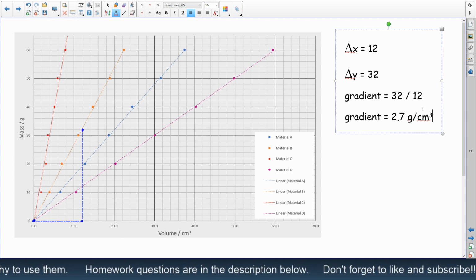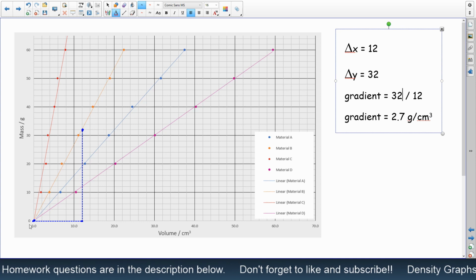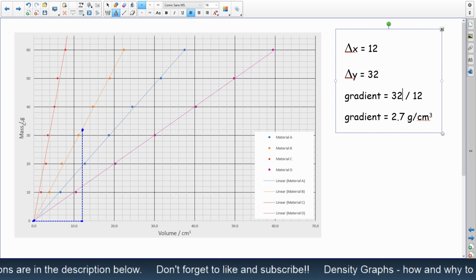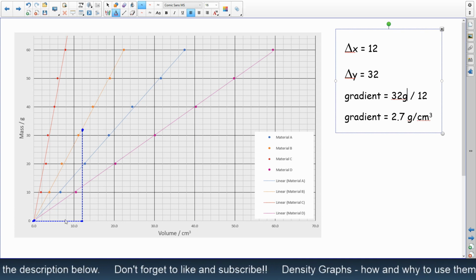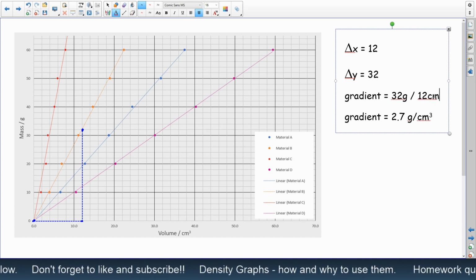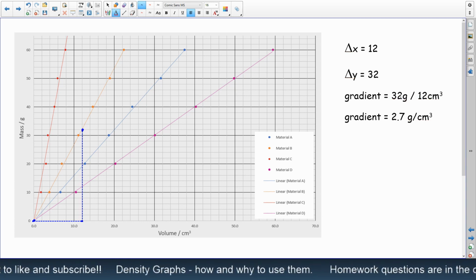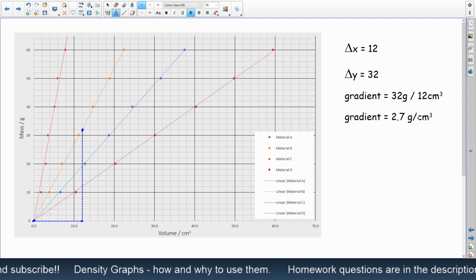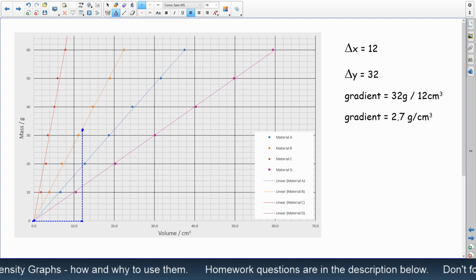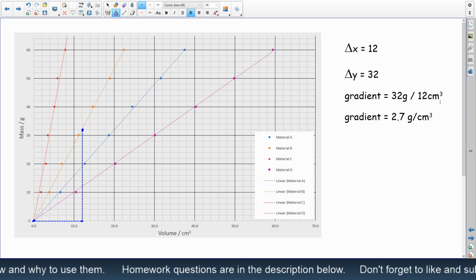Now, where did the grams per centimeter cubed come out of? Well, the change in y is not 32, it's 32 grams. And the change in x is not 12, it is 12 centimeters cubed. Though we leave that out of the maths bit, because otherwise this all just gets really complicated looking. But it's 32 grams divided by 12 centimeters cubed, so therefore that's 2.7 when we do the numbers, and it's grams per centimeter cubed when we do our unit analysis.